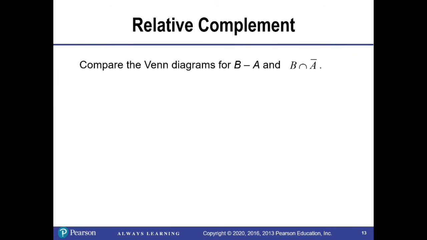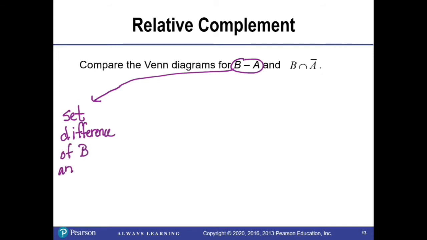Let's look at the Venn diagrams for the set difference of B and A, and then also for that other notation we have out there that we'll talk about. Well, the set difference of B and A is all the elements that are in B but not in A. Now the second piece is the same thing. It's B and not A. It just looks different, but it's the same thing.